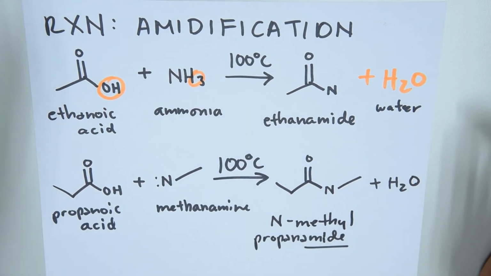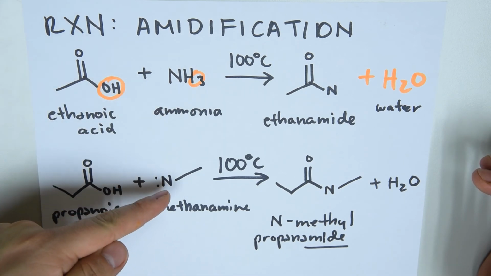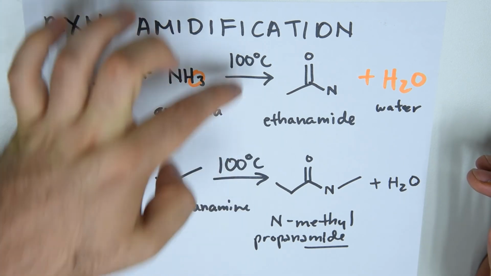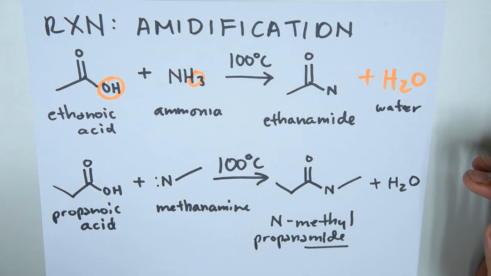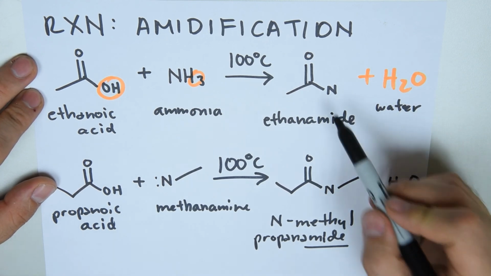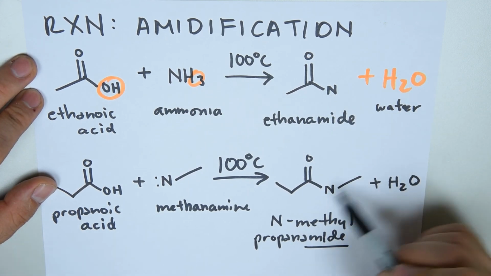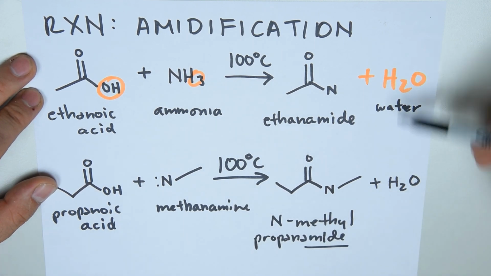Let's recap. We start with a carboxylic acid. We add ammonia or any other amine. We heat it up. We use a little bit of heat, 100 degrees Celsius, as a catalyst. And we're going to get an amide in which the nitrogen group or the nitrogen compound substituted the OH group. And the OH group turned into a water molecule.